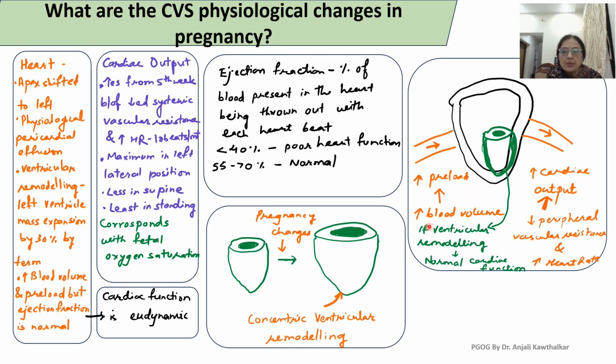Why does preload increase? It is because of the increasing blood volume during pregnancy. And there is a left ventricular remodeling leading to normal cardiac function. Cardiac output increases, and the two reasons for that are fall in peripheral vascular resistance and increase in heart rate. So this is about preload, this is about the afterload or cardiac output, and this is about the heart function. Heart function remains absolutely normal in spite of hemodynamic changes which are seen during pregnancy and in spite of changes in peripheral vascular resistance and heart rate.